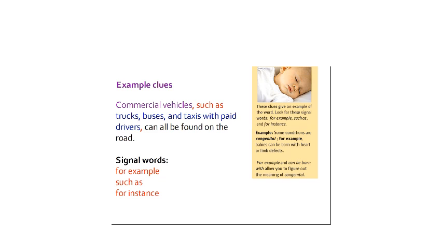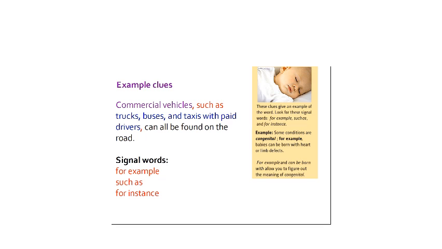Sometimes the context clues are just a list of examples. For example, commercial vehicles, such as trucks, buses, and taxis with paid drivers, can all be found on the road. The "such as" signals that the trucks, buses, and taxis with paid drivers are all examples of commercial vehicles. For example, such as, and for instance, are all signal words that an example clue is coming up.